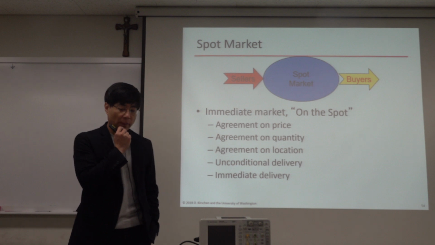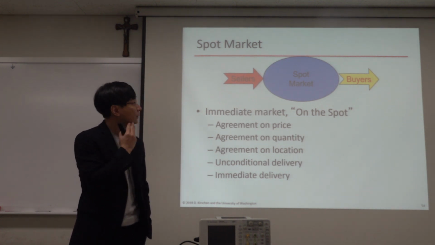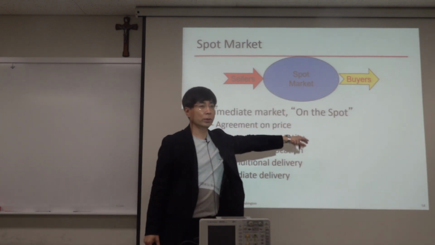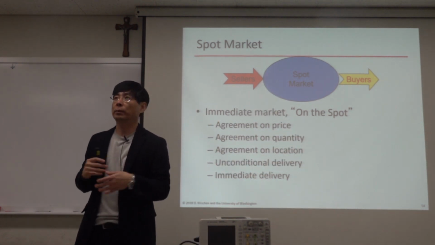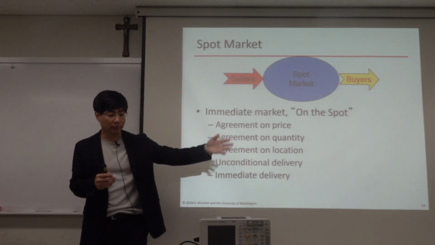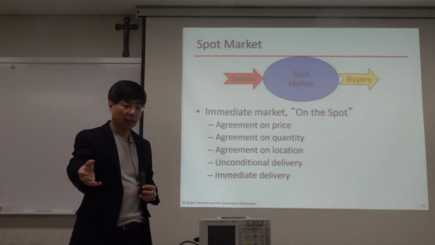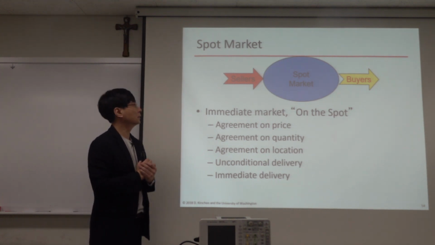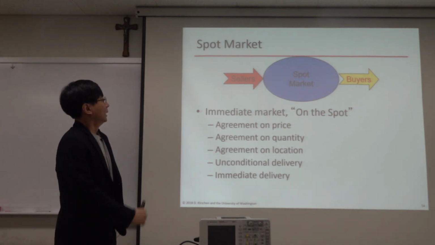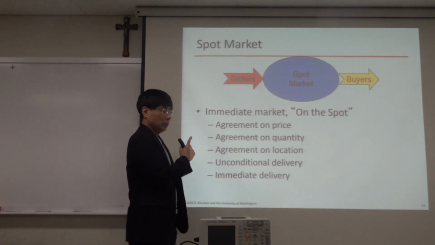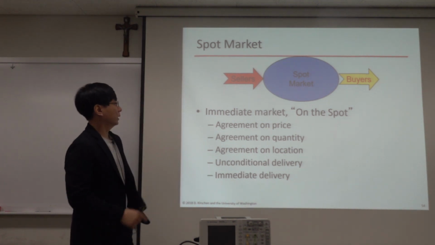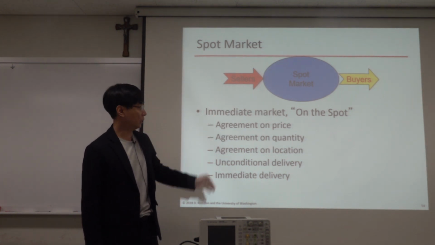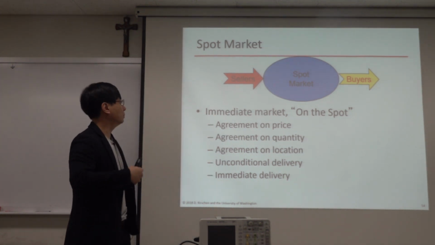So let's talk about spot market first. Here, this spot market, the spot means on the spot. So when you go to a department store or when you go to some local market, you pay some money and get the good. Okay, on the spot. So that's the meaning of spot market. So the important characteristic of spot market is this is immediate. Okay, this is immediate market. You exchange goods and money.